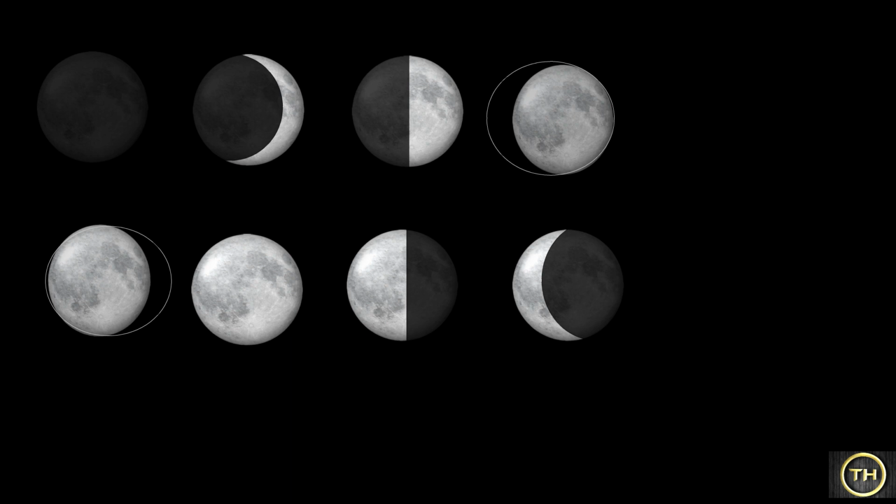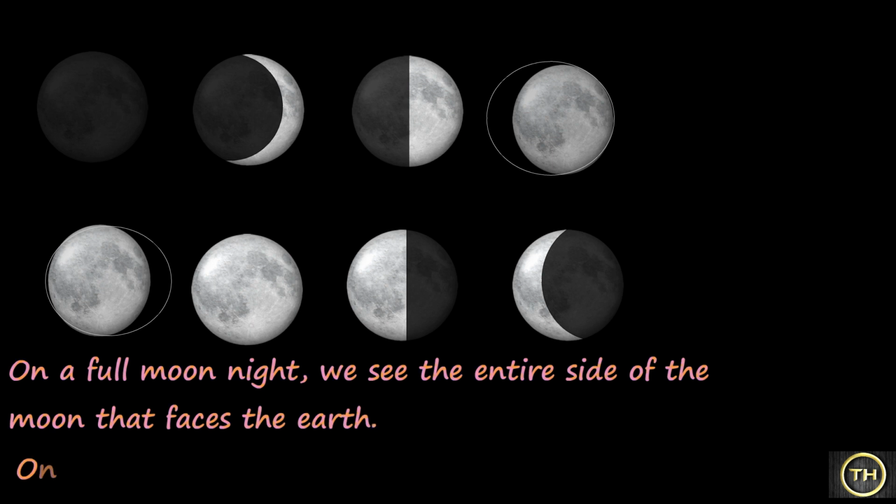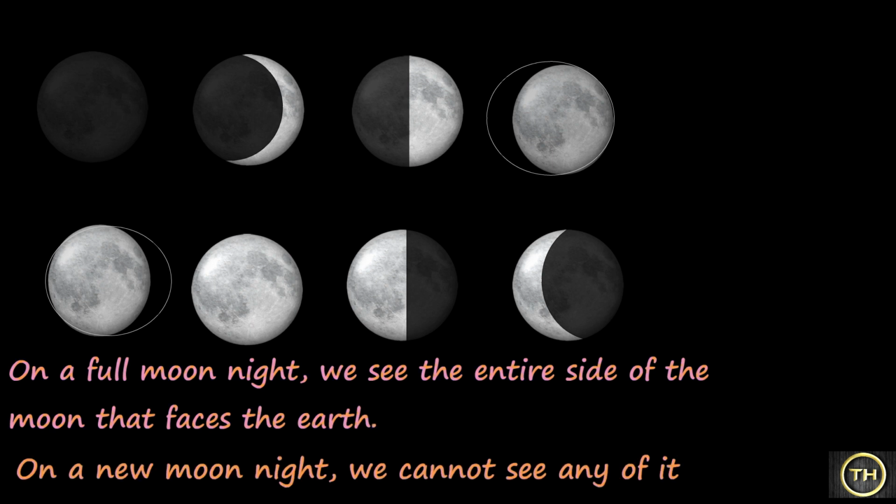Now, we learned that only one part of the moon, we can see always. We can't see the other parts of the moon. Now, out of this, on a full moon night, we see the entire side of the moon that faces the earth. On a new moon night, we cannot see any of it. That is, the moon is still there, but we are not able to see it. So, that night is called the new moon night.